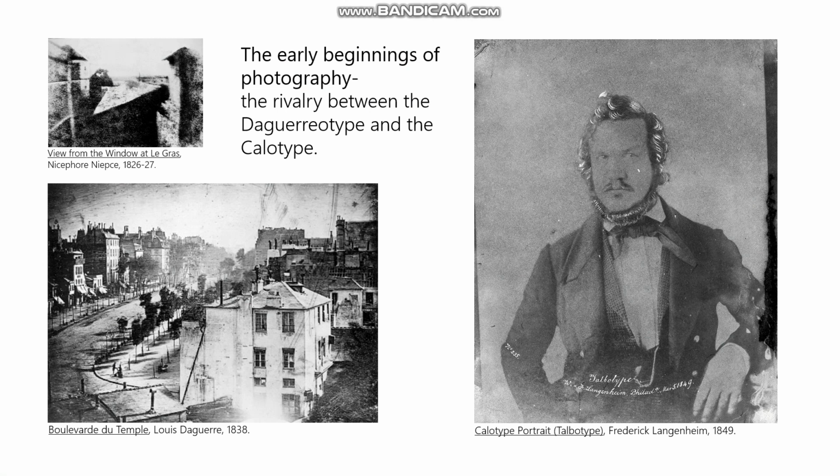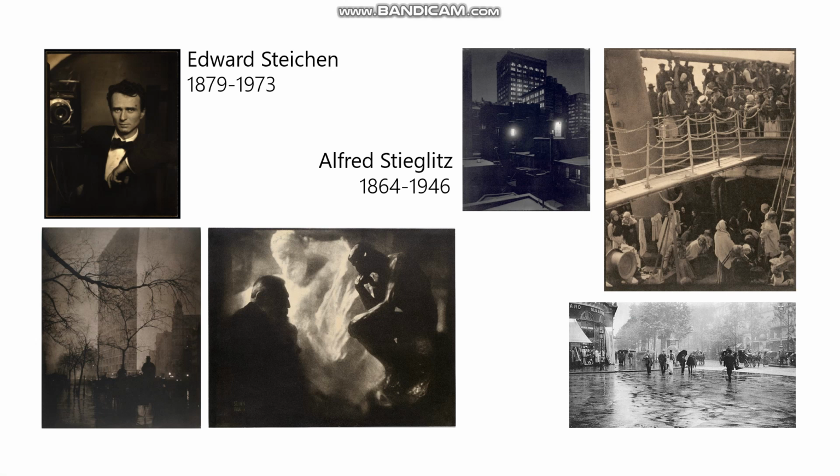And so at the very beginning, it was this rivalry between two types. It's kind of like Betamax and VHS, right? Where it was between the daguerreotype and the talbotype. And the daguerreotype for a while won out, but then of course all of this was replaced by photography using photographic film. And so some early American photographers who experimented with the media very early on would be Edward Steichen and Alfred Stieglitz.